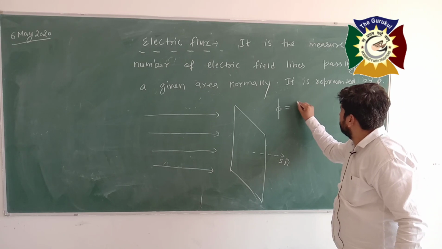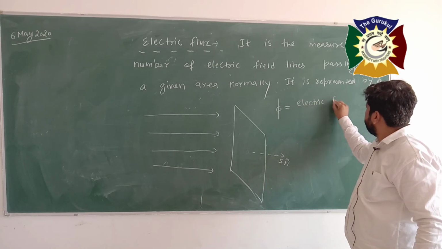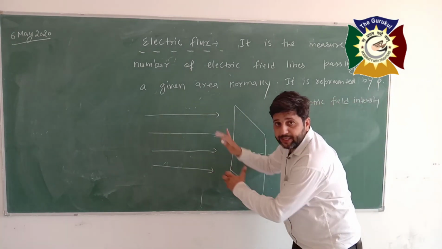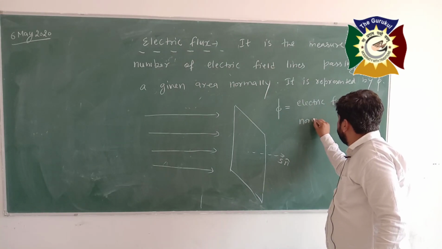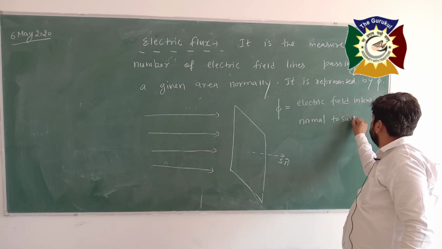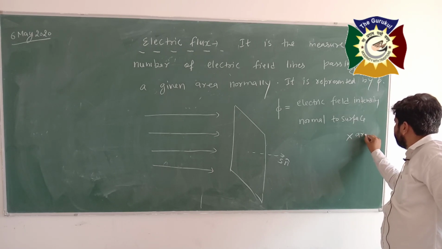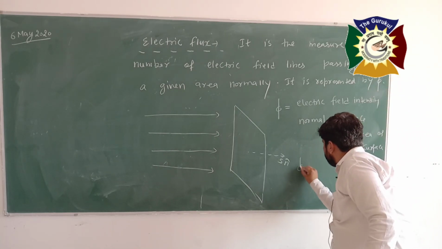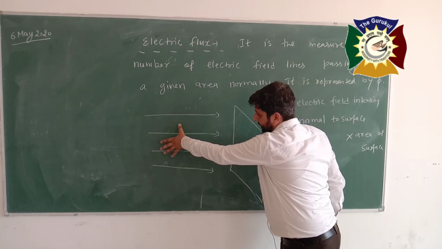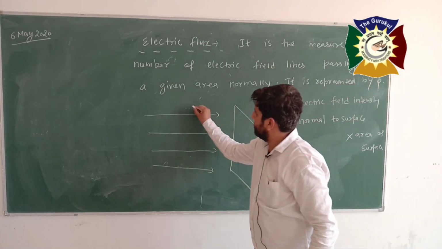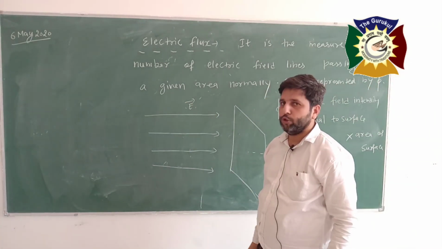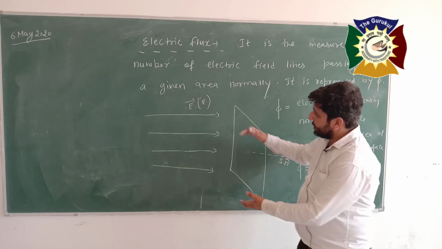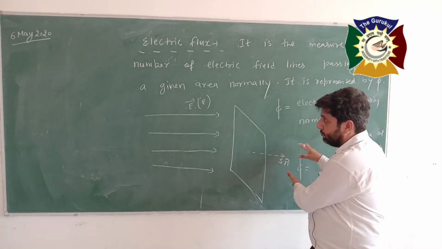electric field intensity, the intensity coming normal to the surface, into area of surface. Listen, I said how much electric field intensity is passing normally to the surface. Suppose this is the E vector, the uniform electric field intensity, and its magnitude is suppose E. So how much electric field intensity is crossing normally? Completely E.